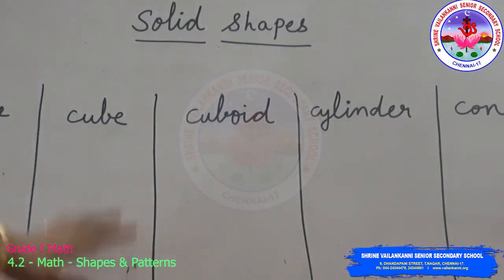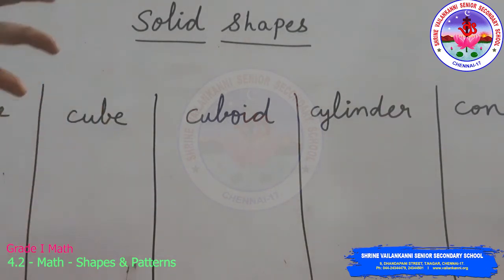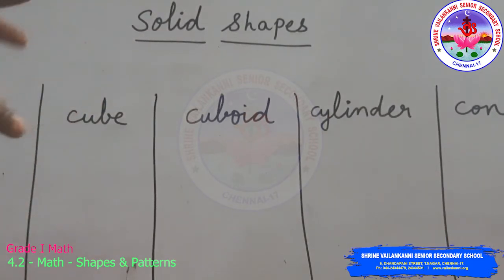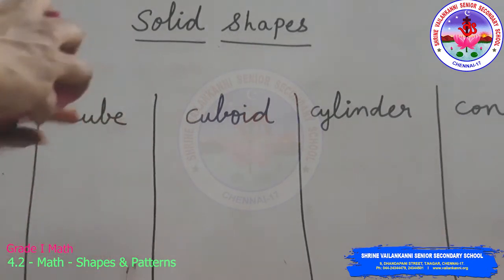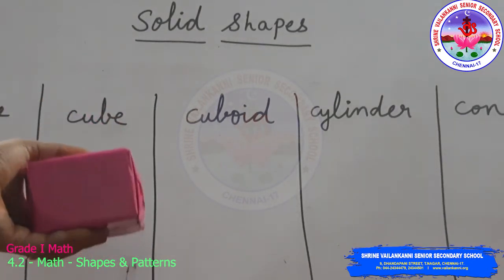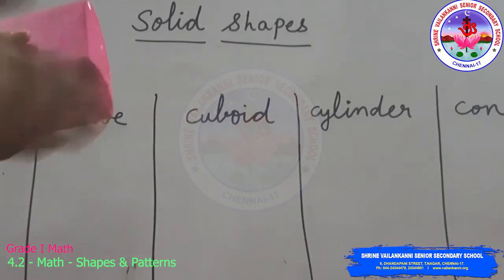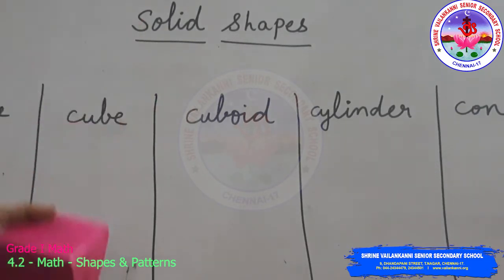Okay? The shapes square, rectangle, triangle and the circle you learned are 2D shapes. That is, it has only 2 dimensions, length and breadth. These solid shapes are 3D shapes which have 3 dimensions, length, breadth and height. Okay, see, it's solid. The square is all flat shape.